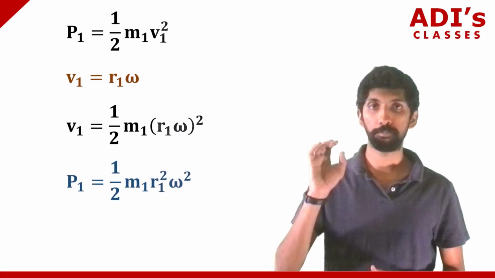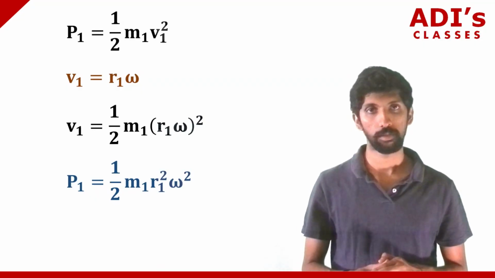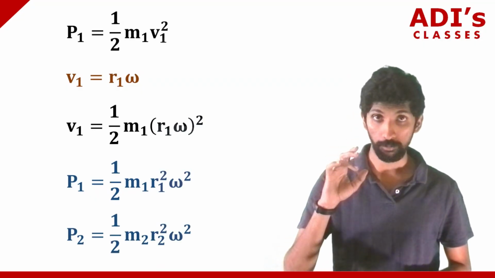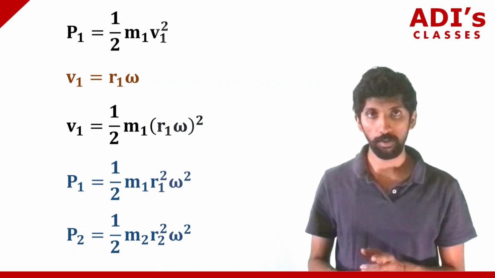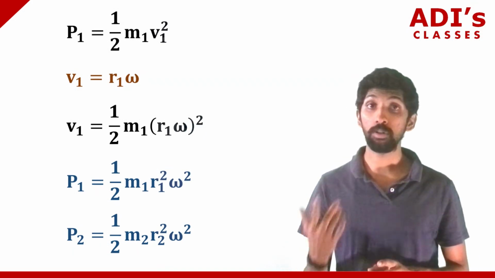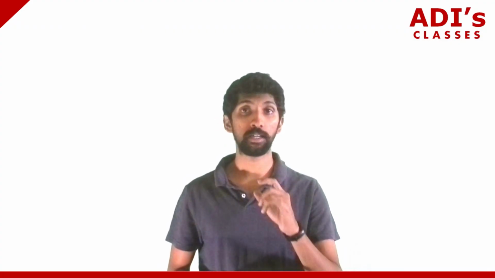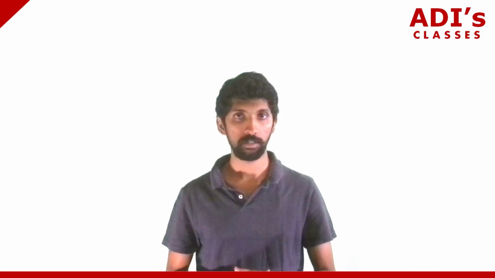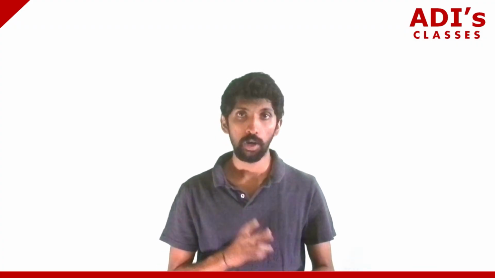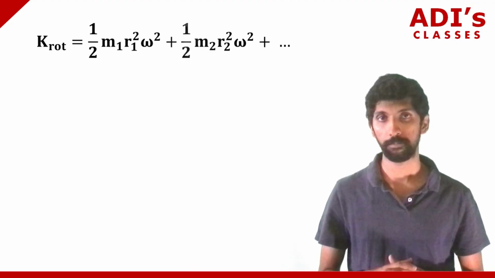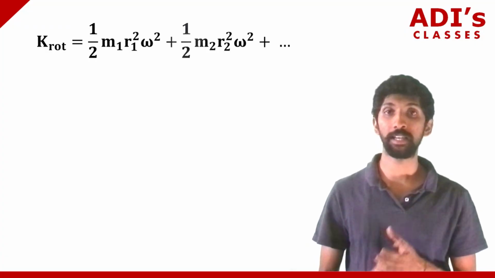Let's say for particle p1 we have half m1 v1 square, right? Or in other words, in place of v1 we substitute r1 omega. So we have half m1 into r1 omega whole square, which gives us half m1 r1 square omega square. Clear? Similarly for p2 it will be half m2 r2 square omega square, correct? So using this we'll get the kinetic energy of all n particles.